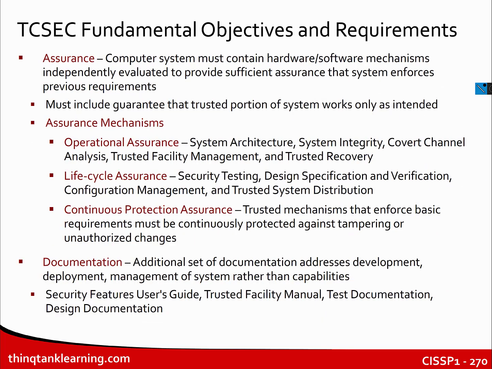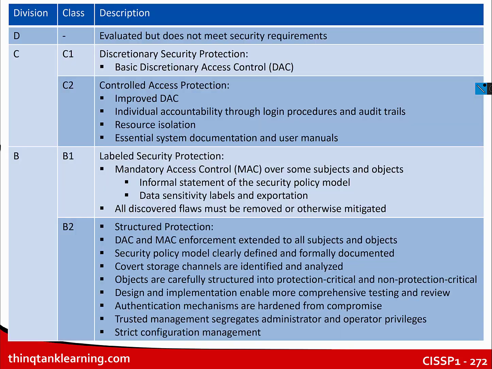Assurance. The computer system must contain hardware or software mechanisms that can be evaluated to provide us a level of assurance and trust, essentially, that the system is doing what it's supposed to do. And we can accomplish assurance through the use of operational mechanisms, by looking at integrity. We can do covert channel analysis. We'll talk about covert channels a little bit later on. Looking at trusted facilities management, trusted recovery, systems architectures, and so on.